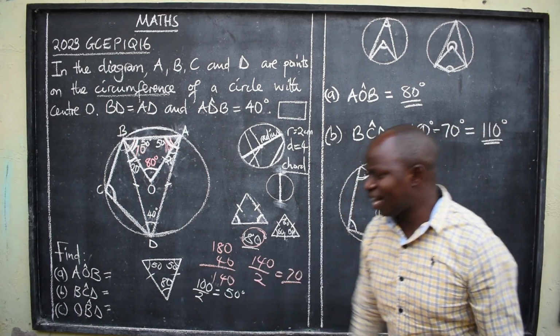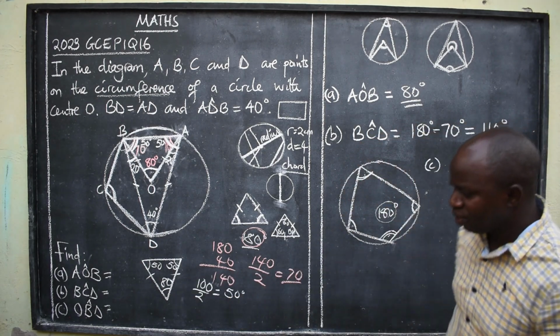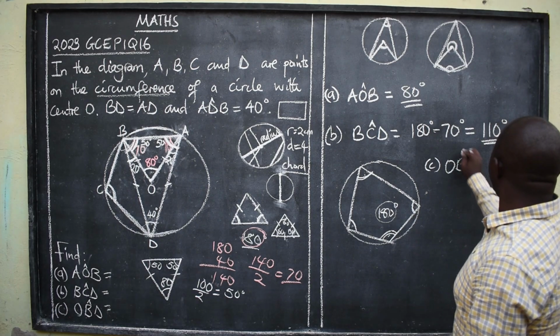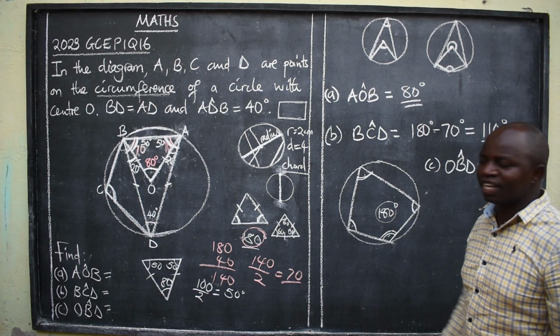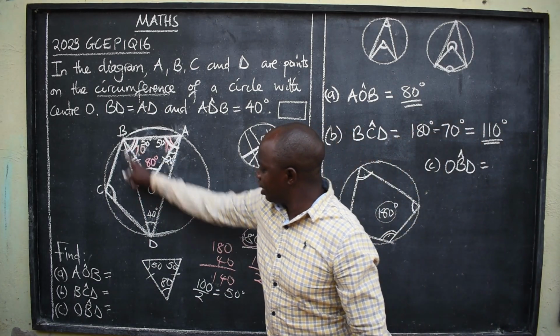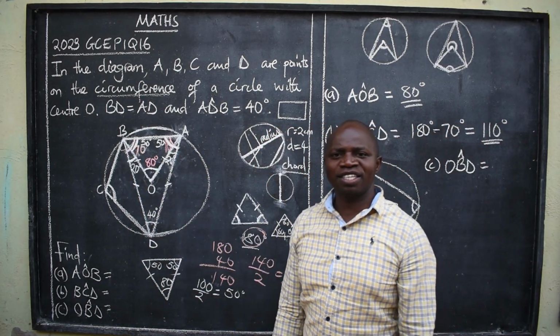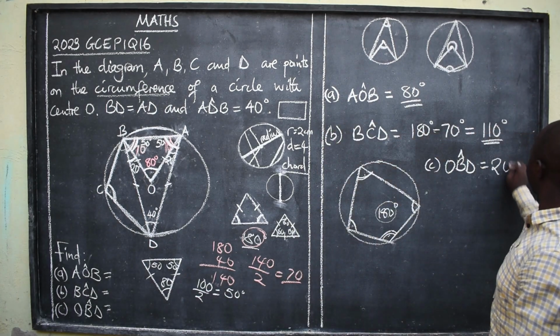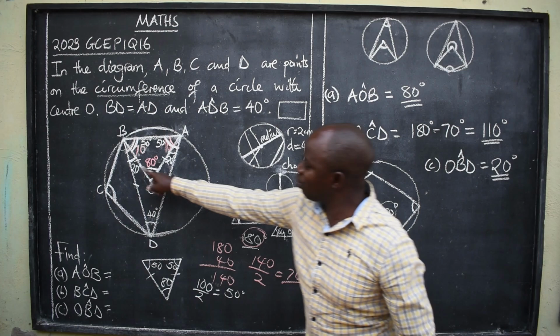The last part there, C said we should get OBD. What would be the correct answer? Let's go to the diagram. OBD. We have already calculated. The answer is what? 20 degrees. This is the 20 here.